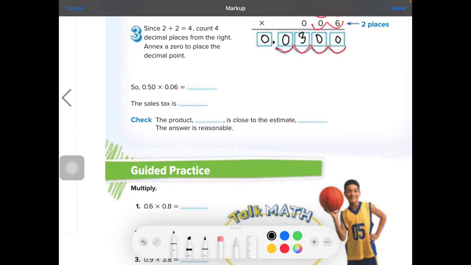So we can understand that 50 cents times 0.06 is 0.03. I'm not going to worry about adding all of those extra zeros because they're just placeholders, and this means the same. So the sales tax that they're going to pay is 3 cents. So we can say that the tax is going to cost 3 cents. It's close to the estimate.